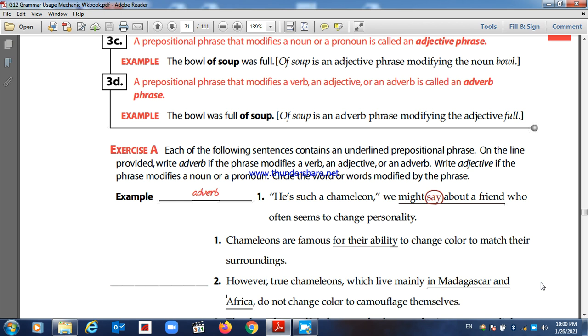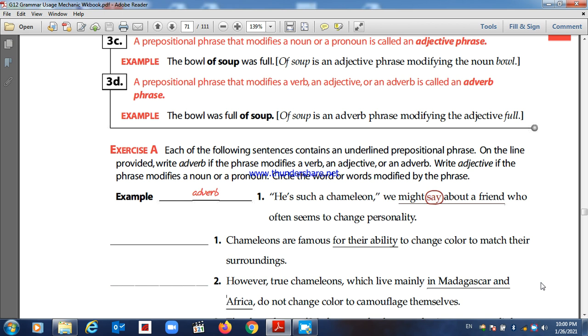Each of the following sentences contains an underlined prepositional phrase that starts with a preposition. On the line provided, write adverb if the phrase modifies a verb, an adjective, or an adverb. Write adjective if the phrase modifies a noun or a pronoun. Circle the word or words modified by the phrase. Okay, let's look at the example.